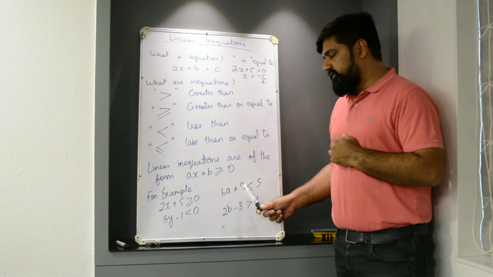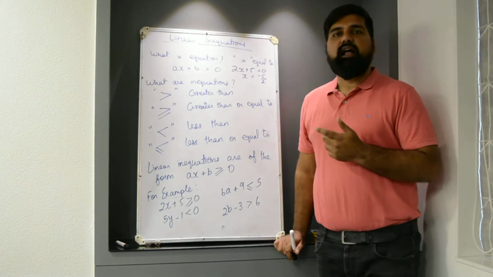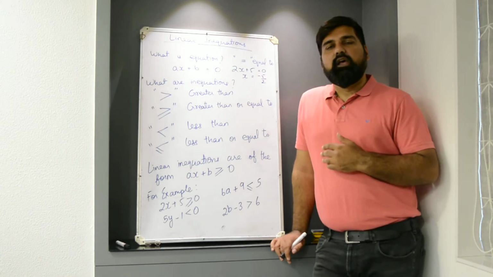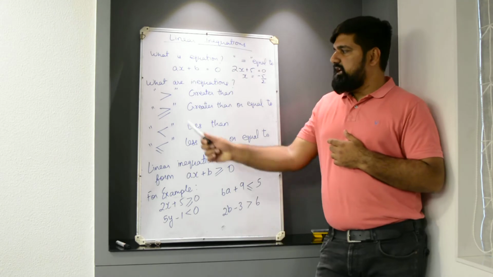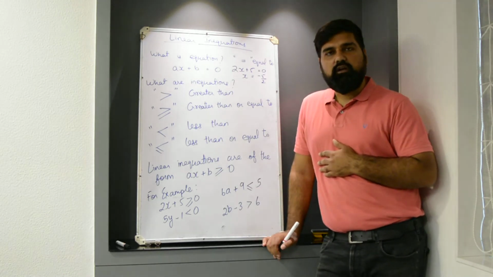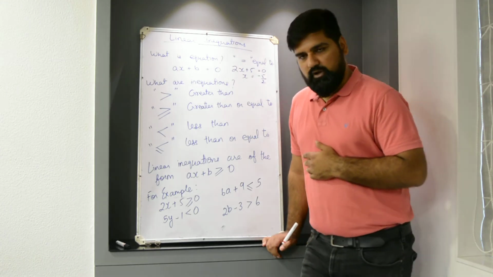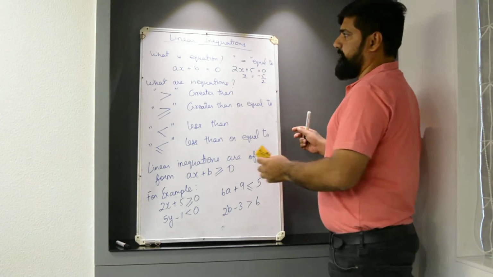Similarly, if we solve these two inequations, we'll get multiple values of the variable. So when we solve a linear form of an equation with an inequality sign, it is known as linear inequations. Okay. Next thing that we are going to learn is universal set.